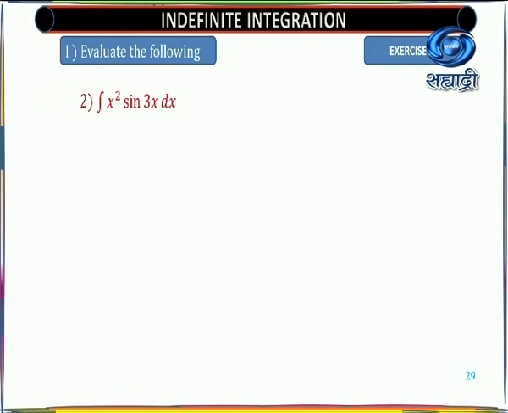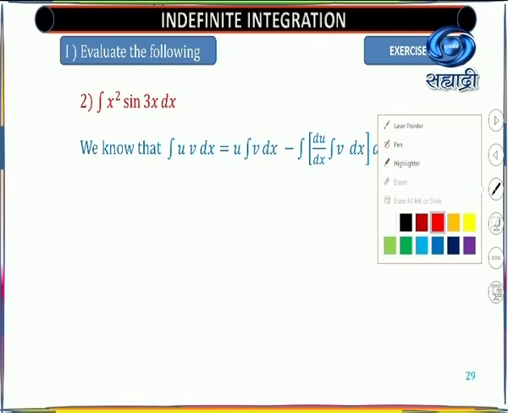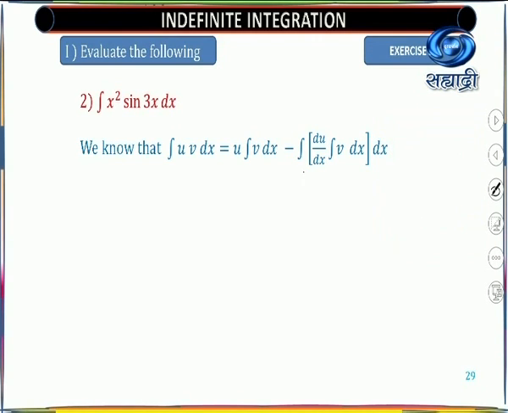Okay, next example, that is integration of x square sine 3x dx. Now in this example again we are going to use integration by parts. So what is integration by parts? That theorem we need to write. Integration of u into v dx is u into integral of v dx minus integral of derivative of u, because a differentiable function we need to select, so du by dx into integral of v dx, into dx. That means again we need to integrate this product.